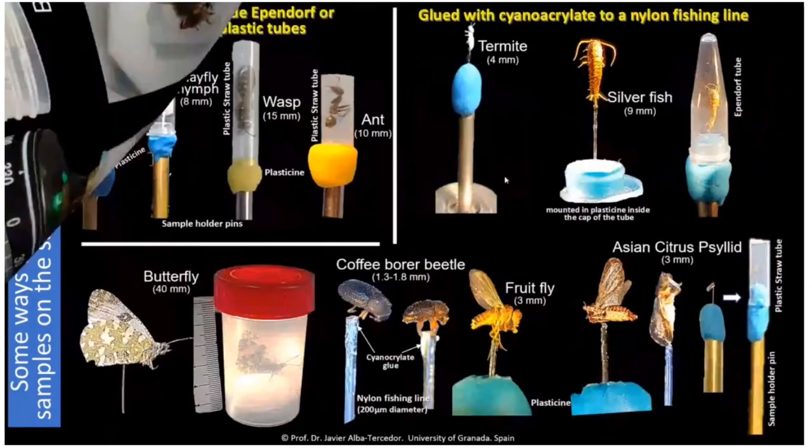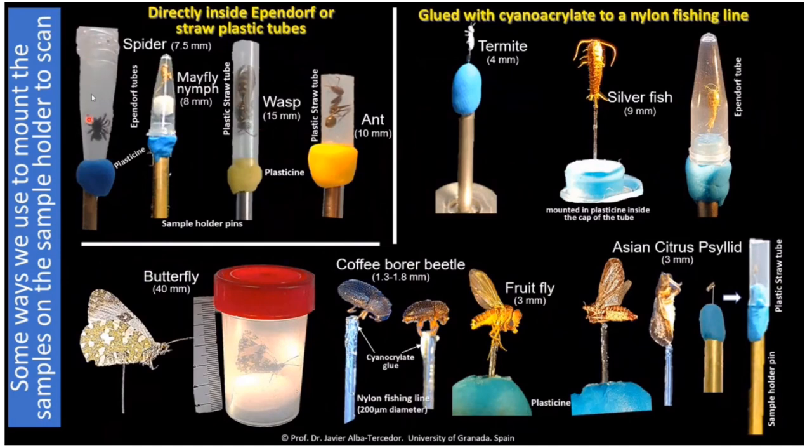When the animals are smaller, in the beginning we were just putting them straight into tubes, Eppendorf tubes or plastic straw tubes, but they later need a lot of work to eliminate the plastic, so in the reconstruction we cannot see annoying artifacts or garbage. So we discovered that if we glue the animal with cyanoacrylate to a nylon fishing line, the little animal like this termite, or this little beetle that is roughly 1 millimeter long, or this fruit fly, etc. And later we mount it with plasticine and we cover it with a plastic straw tube so that when the fan starts to work and the temperature inside the microtomograph increases, the sample will not move, so we will not get blurred images.